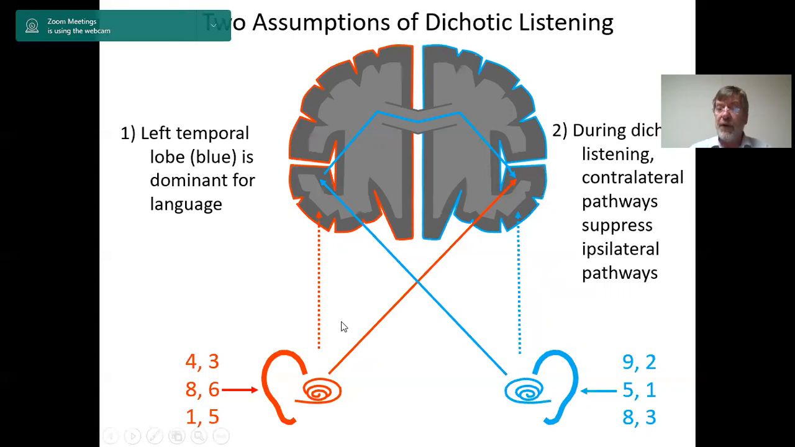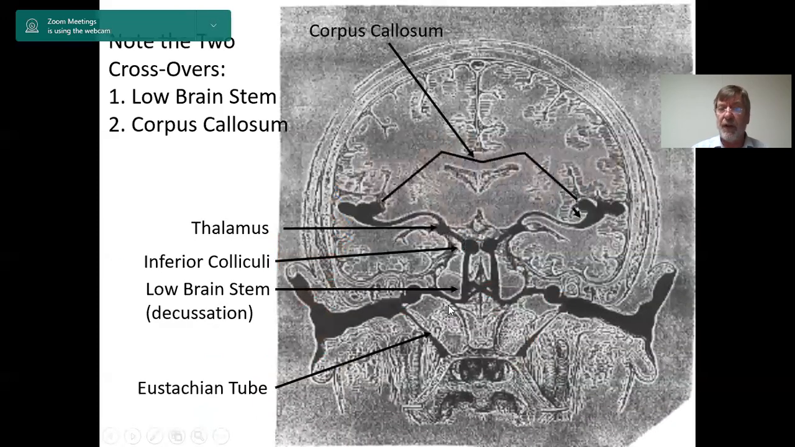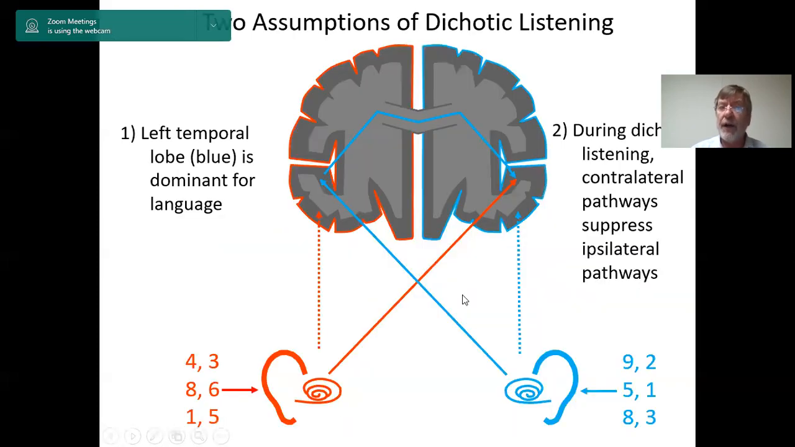You have both, remember, in the brain stem, you can see this. You've got same side info and crossed over, okay? During dichotic digits testing, when you're listening to dichotic stimuli, and only when you're listening to dichotic stimuli, the ipsilateral pathways are suppressed and the contralateral pathways rule. Well, if that's the case, the right ear wins because it goes straight over to the dominant hemisphere.